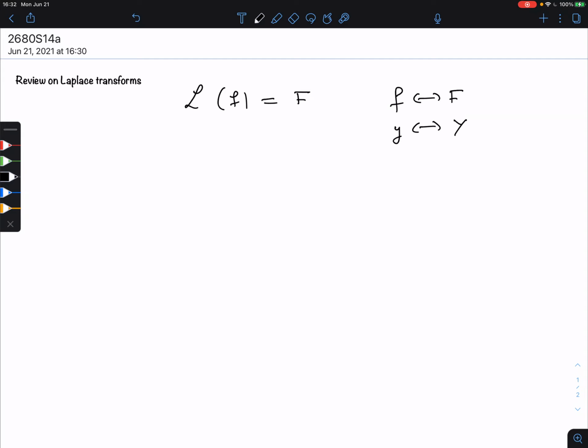Other than the fact that they go through sums. The Laplace transform of a sum is the sum of the Laplace transforms, and linear combinations, not products, because that's the convolution. But the main thing is, what is the Laplace transform of t to the power n?